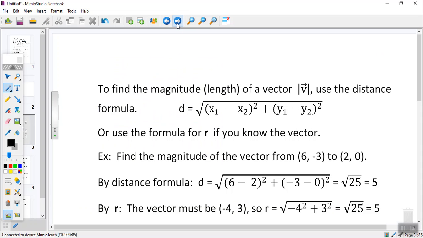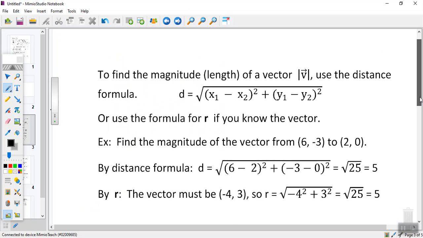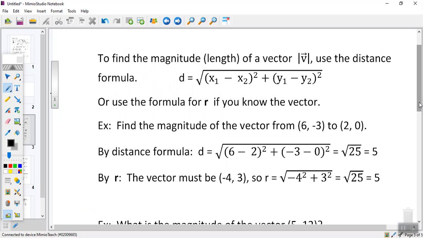All right. So kids, we kind of talked about this a little bit in the last section. It says the magnitude or the distance of the vector, length of the vector, is the absolute value of v, and we use what formula here, kids? Distance formula. The distance formula is just a fancy Pythagorean theorem.